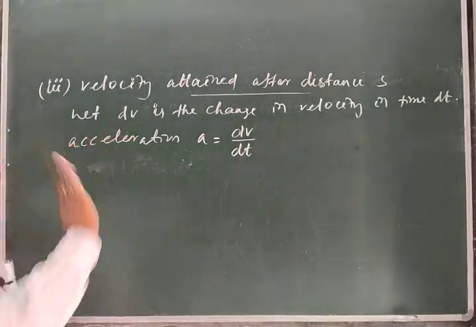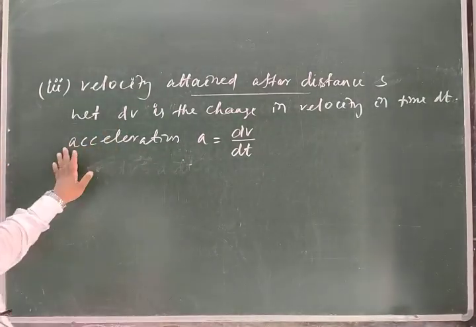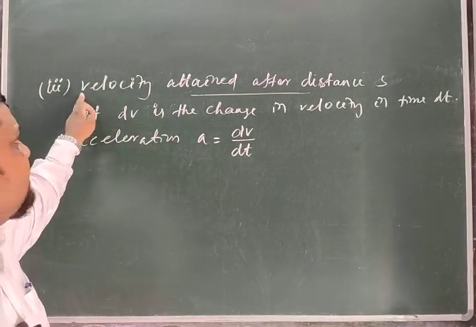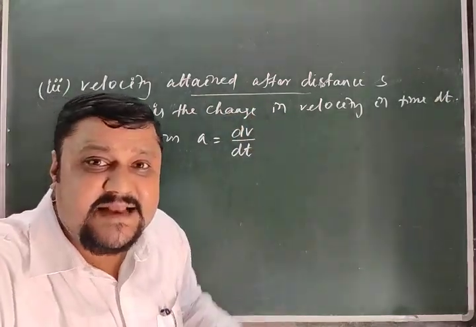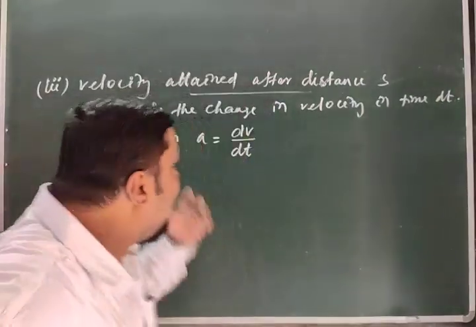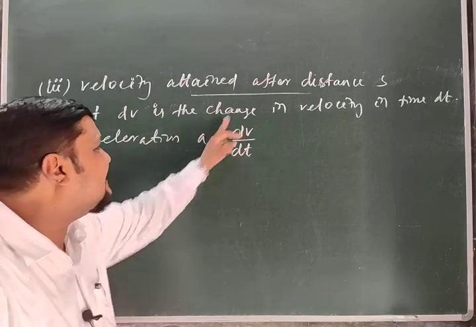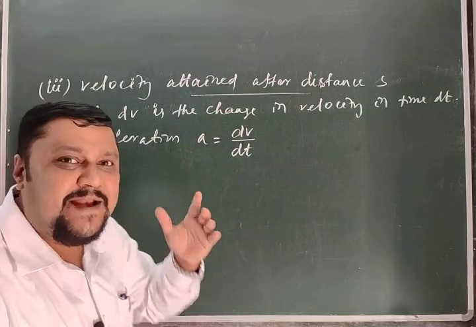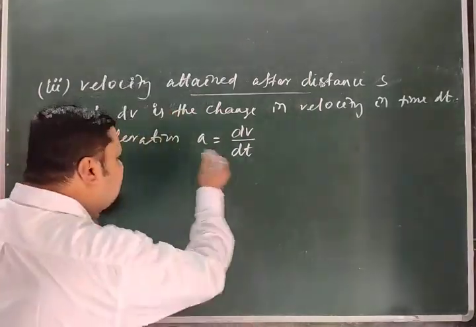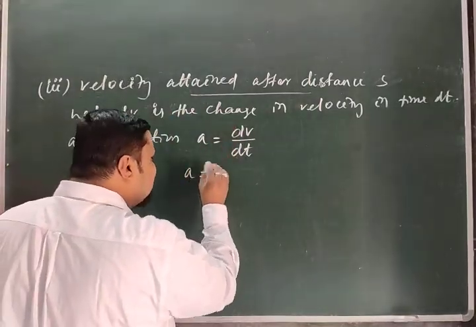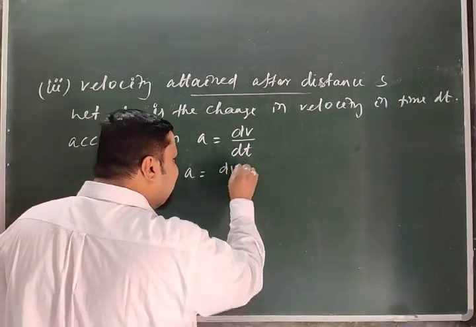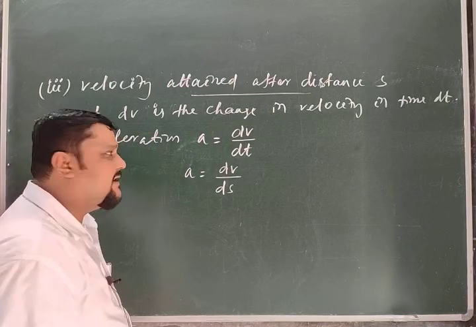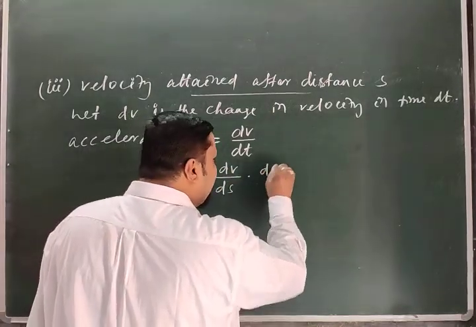Before that, let me make a concept. Acceleration a is equal to dv by dt. What do we want to derive? Velocity attained after the distance s. But there is no s factor, no distance factor, only acceleration, velocity, time. So let me convert it into terms of distance, as you know from the derivative part. dv by ds, let ds be the distance traveled in time dt. So dv by ds into ds by dt.